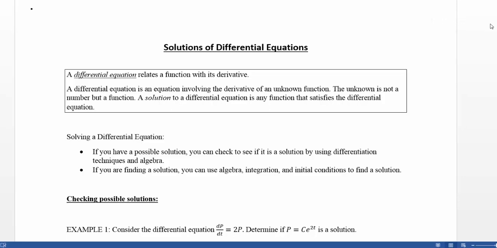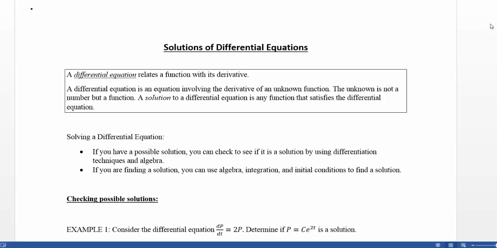Solutions of differential equations. Remember that a differential equation relates a function with its derivative. So when we're looking at an equation that involves the derivative of an unknown function, the unknown is not a number, but its own function. When we solve a differential equation, we are finding a function that will satisfy it. So we expect our solution to be in function form.